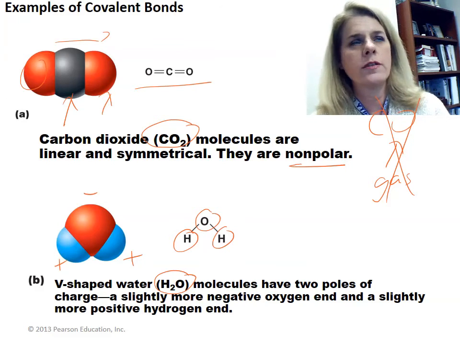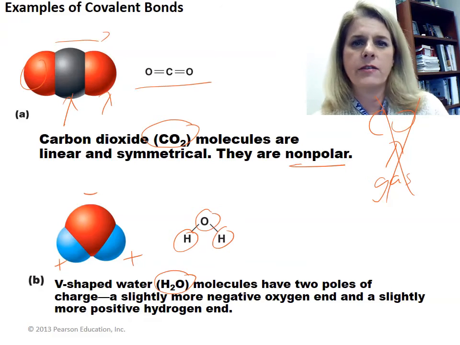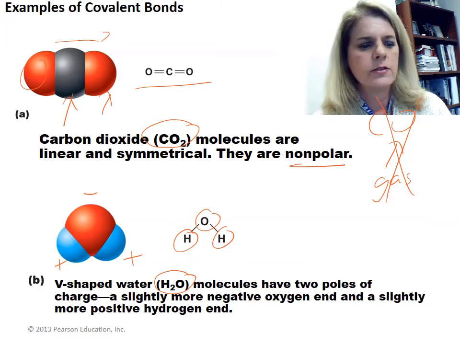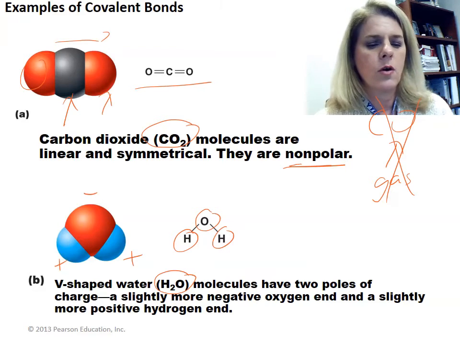Think about the North and the South Pole, two different ends. So in the water molecule, there's a negative end and a positive end. So these are two examples of covalent bonds. They can either be nonpolar or polar.